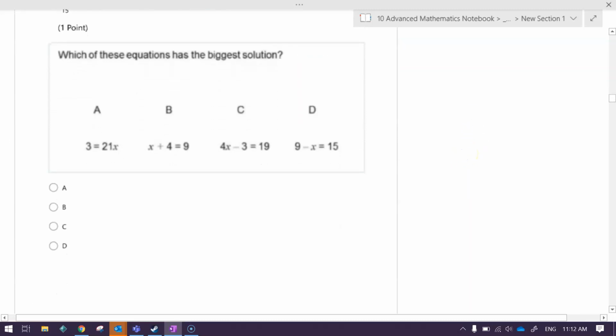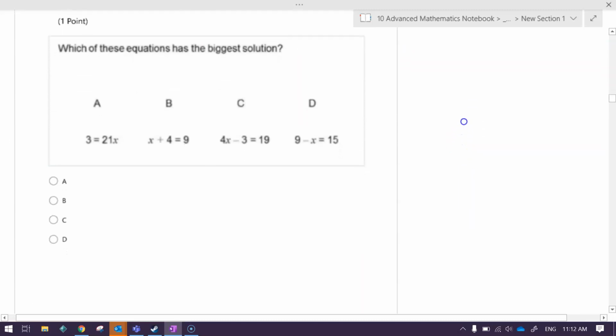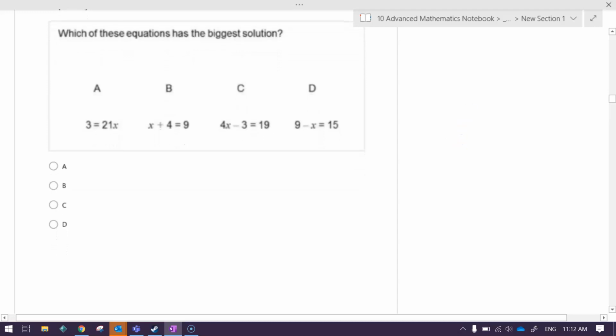A repeat question. This is the third appearance of this question. Which of these equations has the biggest solution? Stop trying to do it in your head. Do the working. Too many people are saying, 3 equals 21x, x equals 7. Well, last I checked, 7 times 21 is 147. How do I get x on its own? Divide by 21. Divide by 21. 1/7 equals x. This one here, subtract 4 from each side. X equals 5. This one here, add 3 to each side.